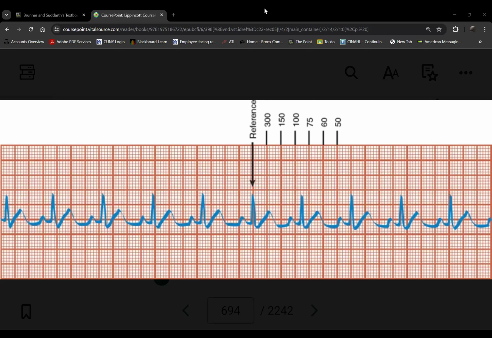So how many big boxes in 1 minute? 300. So 300 divided by 3.5. How much do you get?